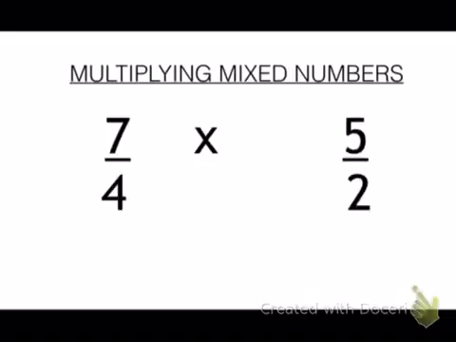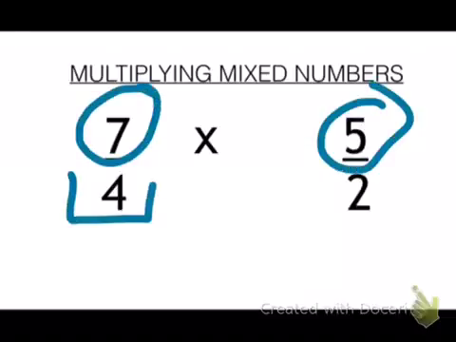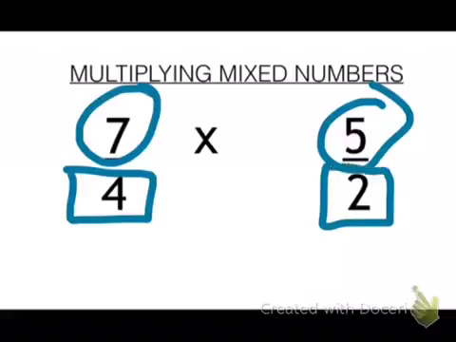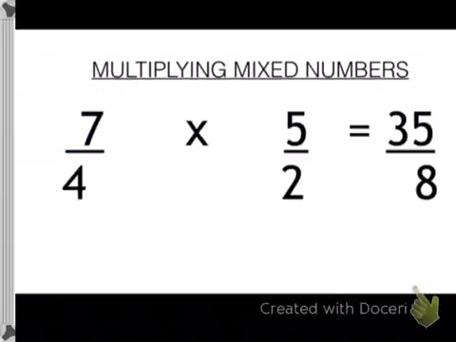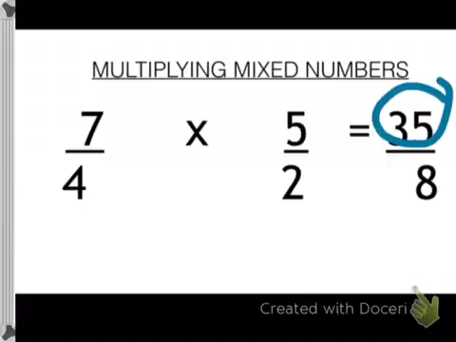Step 2, multiply the fractions. To do this, multiply the two numerators and then the two denominators. So 7 times 5 equals 35, and 4 times 2 equals 8.